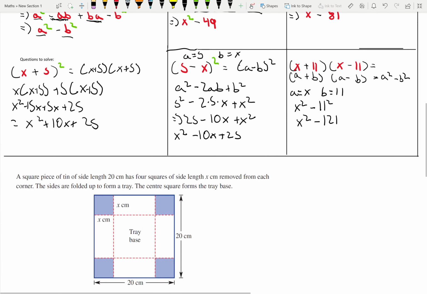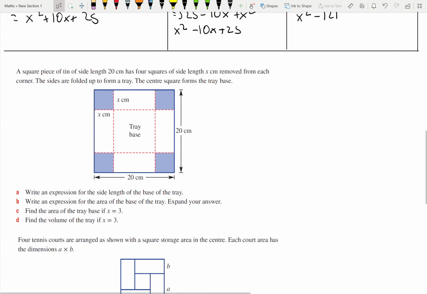Let's try and do some more worded problems. A square piece of tin of side length 20 centimeters has 4 squares of side length x centimeters removed from each corner. The sides are folded up to form a tray. The center square forms the tray base. Write an expression for the side length of the base of the tray.